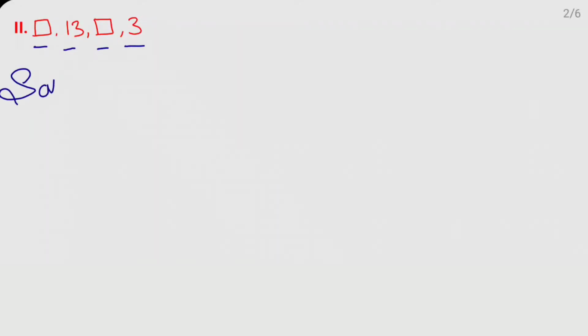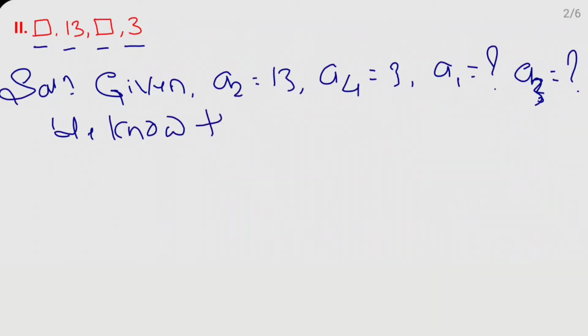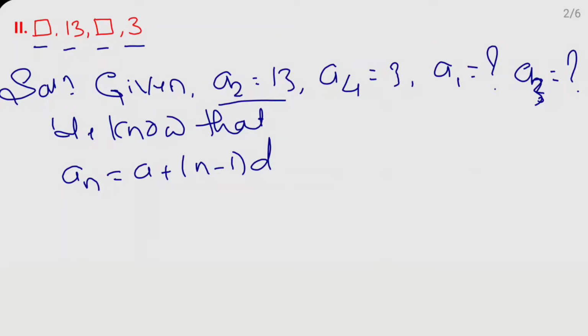So write down given: a2 is 13 and a4 is 3, and here the missing terms are a1 and a3. So here we want to find out the first term and third term. So write down here, we know that an equal to a plus n minus 1 into d, and here the given a2 and a4 term.